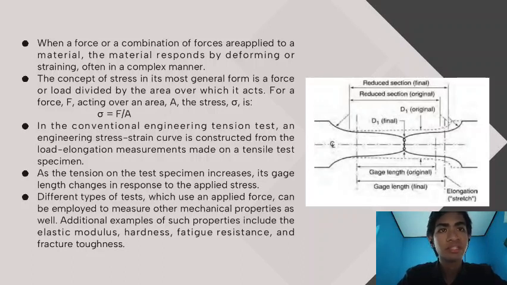In the conventional engineering tension test, an engineering stress-strain curve is constructed from the load-elongation measurements made on a tensile test specimen. It is obtained by dividing the load F by the original area of the cross section of the specimen A0: sigma = F/A0.